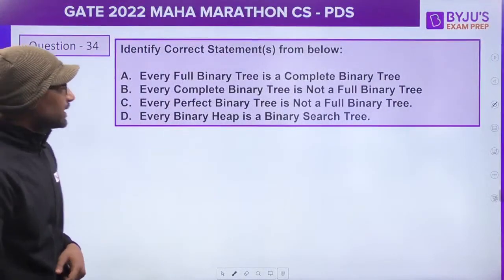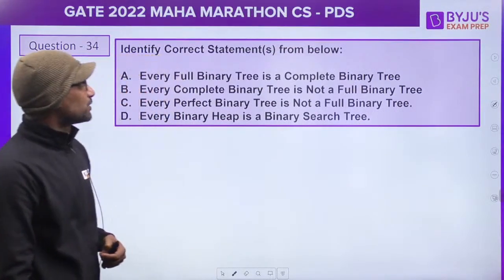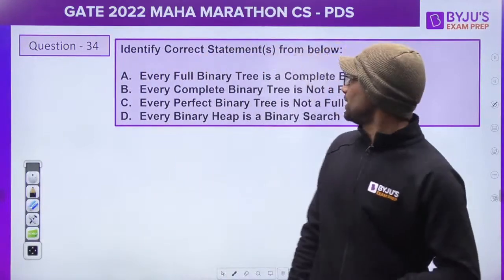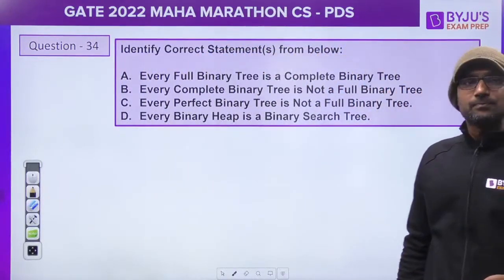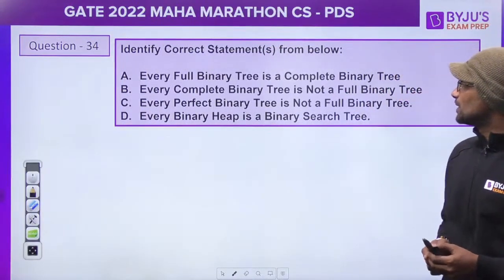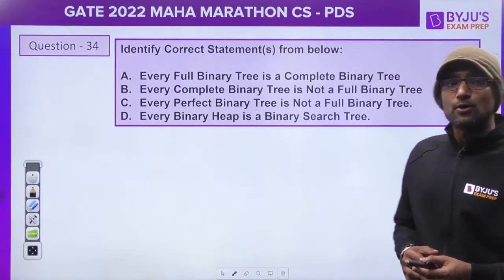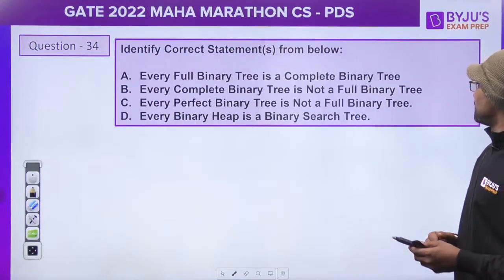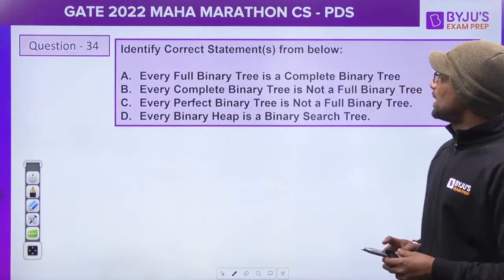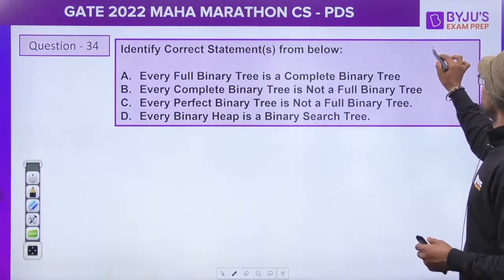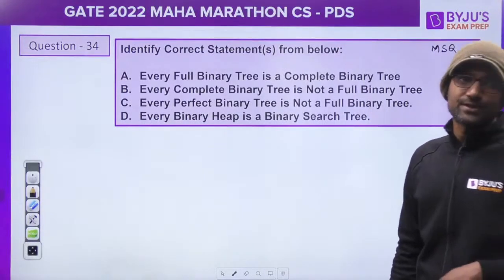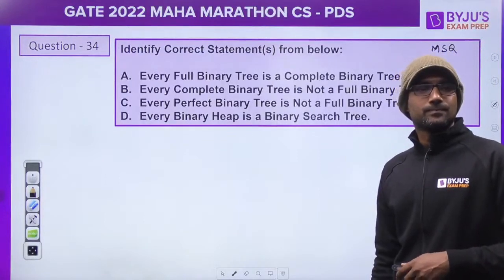Identify correct statement or statements from below. Every full binary tree is a complete binary tree. Every complete binary tree is not a full binary tree. Every perfect binary tree is not a full binary tree. Every binary heap is a binary search tree. Identify correct statements. MSQ question.